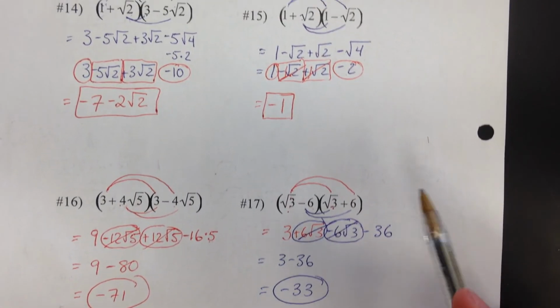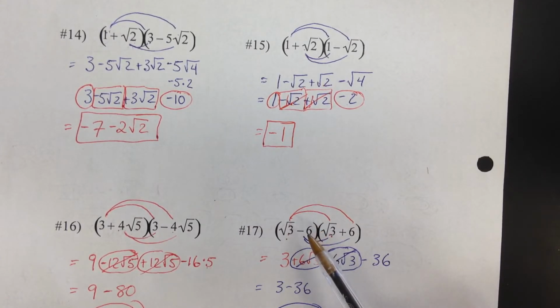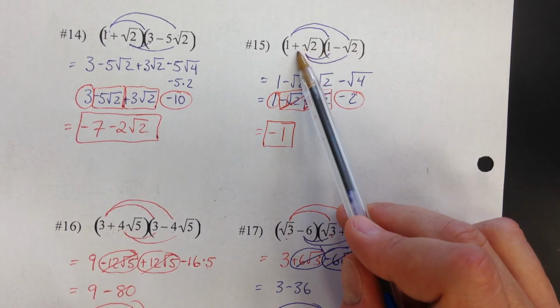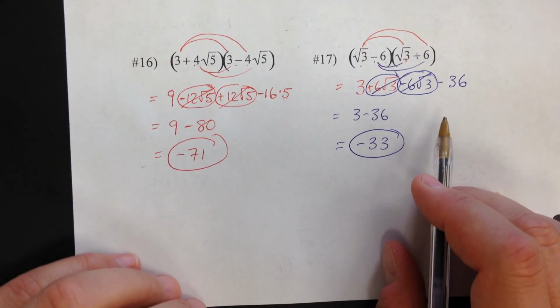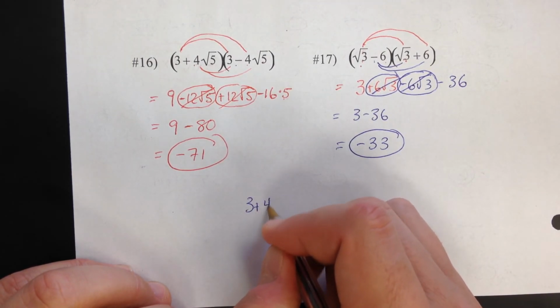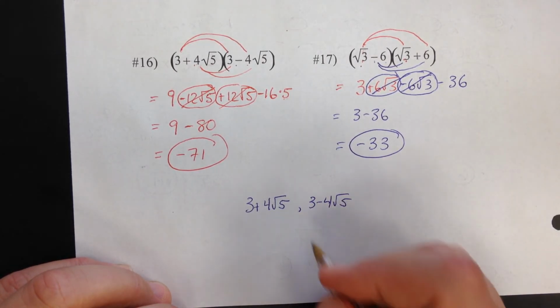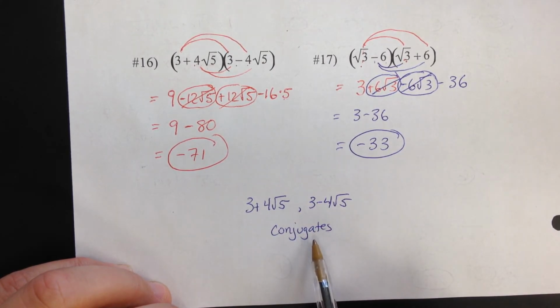In number 15, 16 and 17, notice that your middle terms canceled. That is because you have the same terms, except one is using addition and one is using subtraction. Addition, subtraction, subtraction, addition. So something like, and this is the last thing we'll write down here, 3 plus 4 square root 5 and 3 minus 4 square root 5, those are called conjugates. And what happens is that when you multiply conjugates, the middle term is going to cancel out because you'll have opposites, and when you add opposites, you get 0.